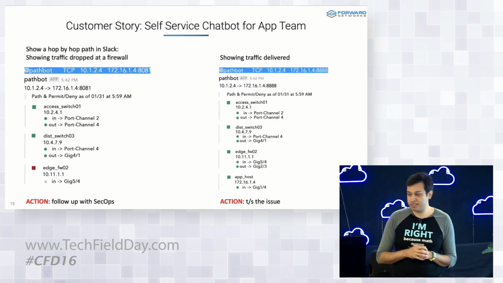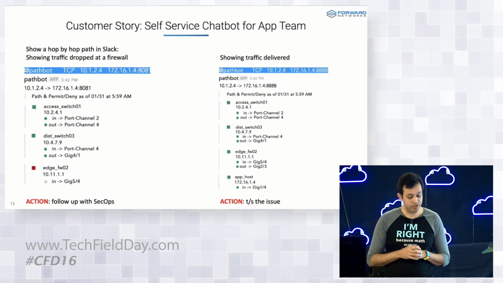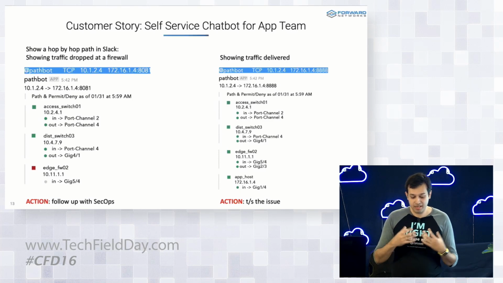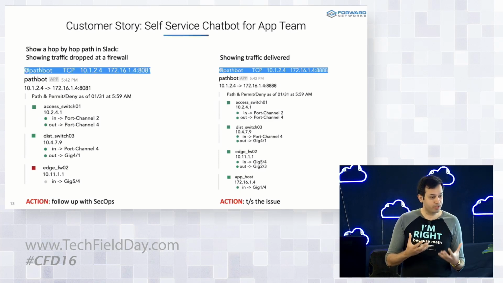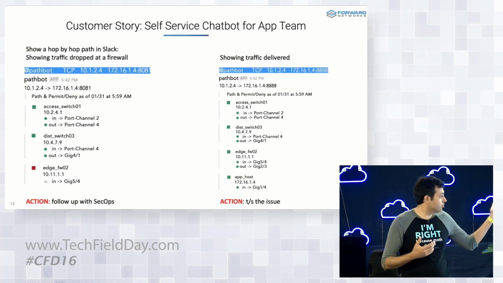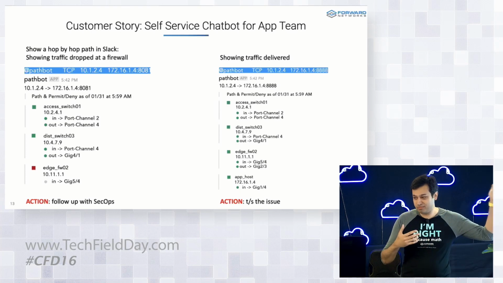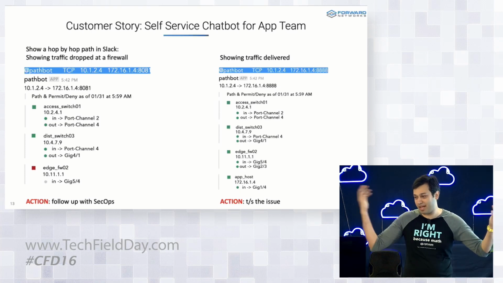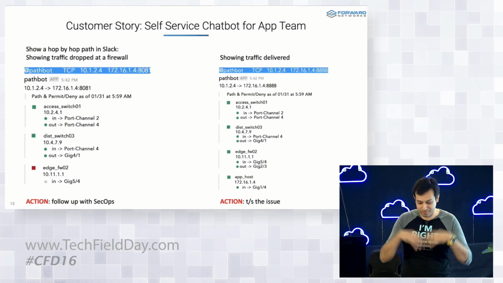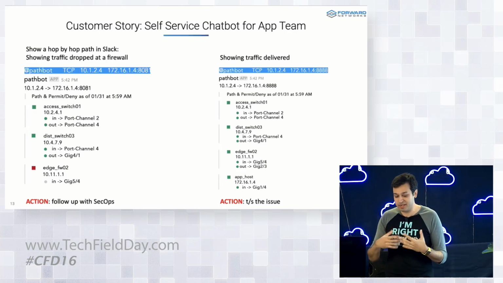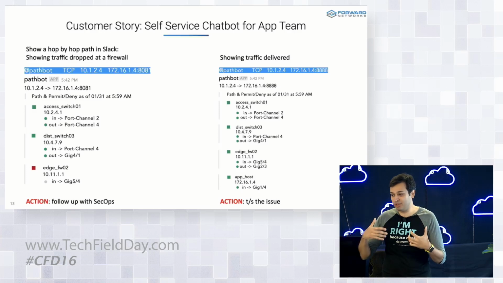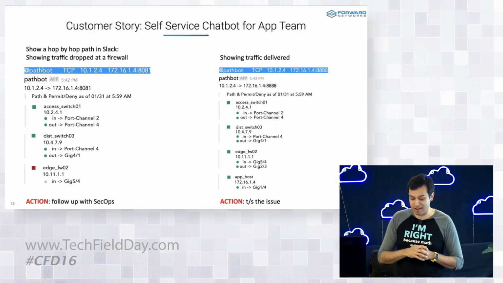Another example of this is how PayPal is using us. It's kind of similar, but in a slightly different context. They built a chatbot integration for all the app developers, where they can come to the chatbot and ask a question like, hey, chatbot, how do I access from this application with this IP address, this other application with this IP address? And whether they are deployed in cloud or on-premise, it will show exactly how the path looks and whether a firewall on the path is dropping or blocking the traffic or not.